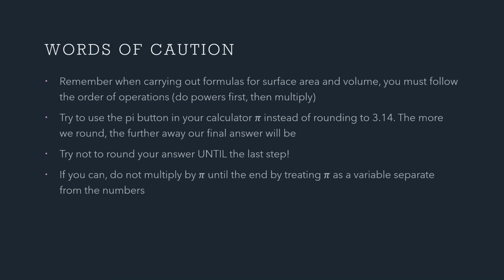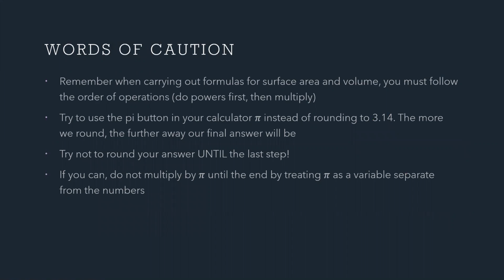Also, another reminder: make sure you use the pi button in your calculator instead of rounding it to 3.14. This is just going to give you a more accurate answer. And again, try not to round until the very last step. This is a big suggestion for you. I know it's very tempting to want to round answers, but you really want to avoid that as much as you can until the very last step.